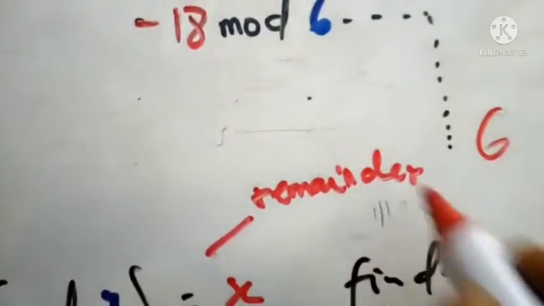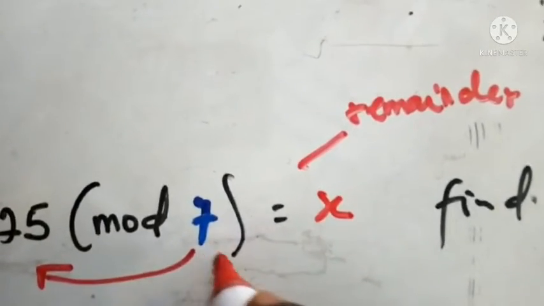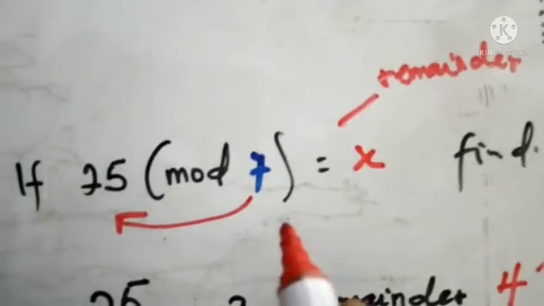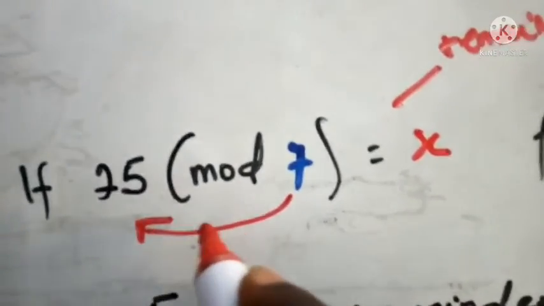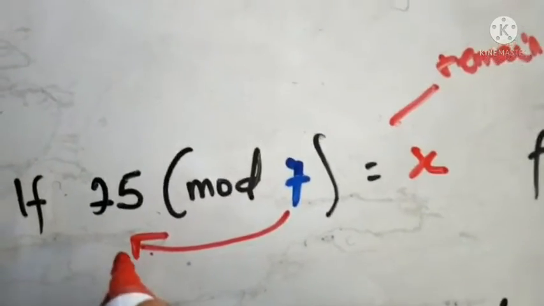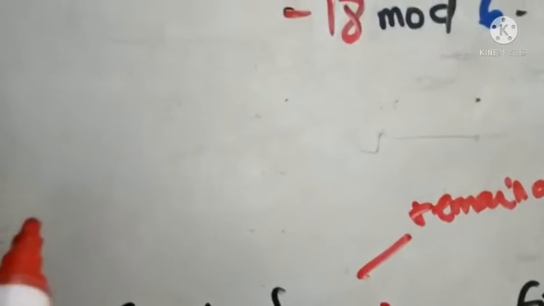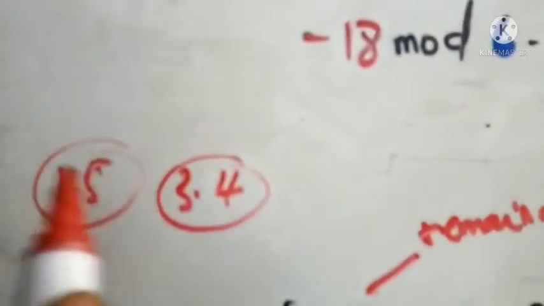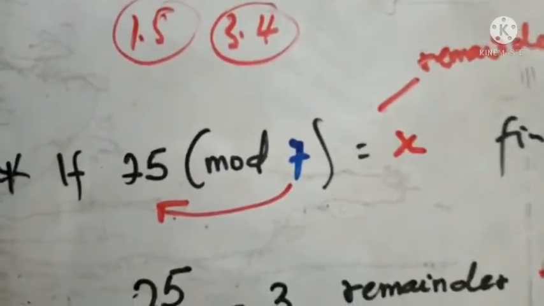So the answer in mod is always less than, or smaller than, the mod. So the trick of doing this is that you divide. But how do you divide? That is the question here. In mod, we don't want anybody to have a decimal. What I mean by decimal is, we don't want someone to have 1.5 or 3.4. We don't want this in mod. We want everybody to have a whole number.